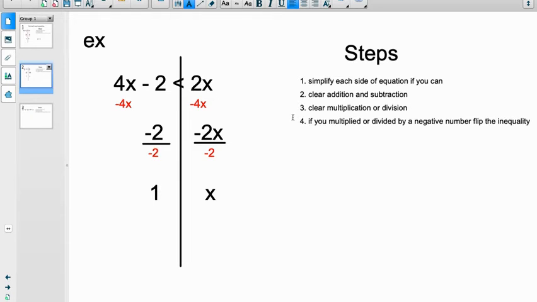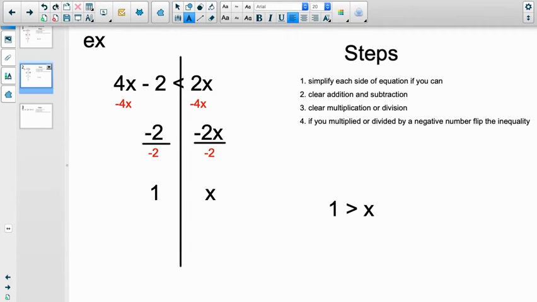But now here's where step 4 comes in. We divided by a negative number, so we need to flip the inequality. So our final answer is x is less than 1. Always read it with the variable first. It's pointing towards x, x is less than 1. See how it flipped? It opened up to the right up here, now it opened up to the left.